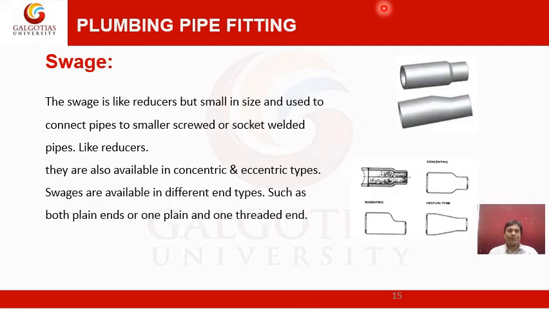Swages. The swages are like reducers but small in size and used to connect pipes to smaller screwed or socket welded pipes. Like reducers, they are also available in concentric and eccentric types. Swages are available in different types such as both plain end or one plain and one threaded end.